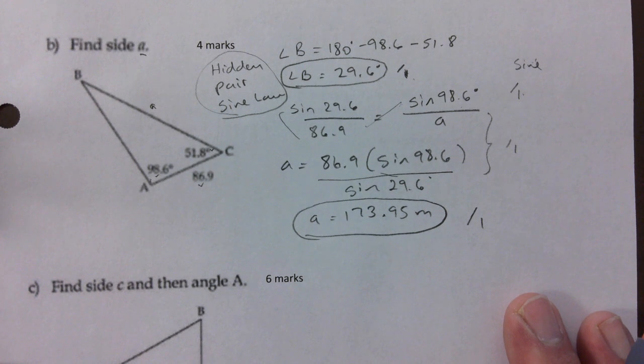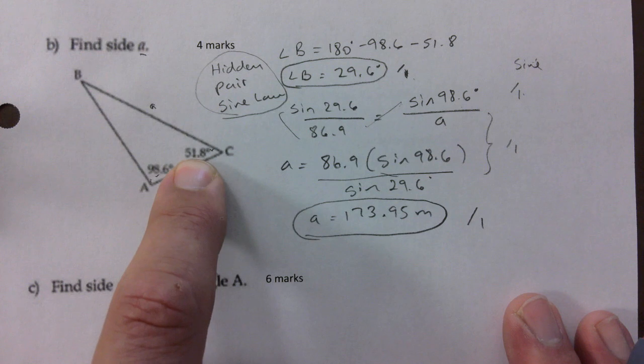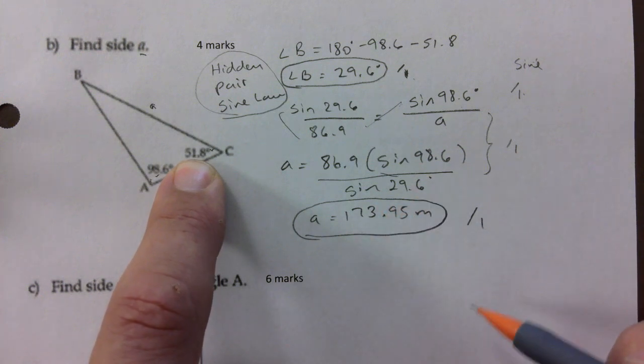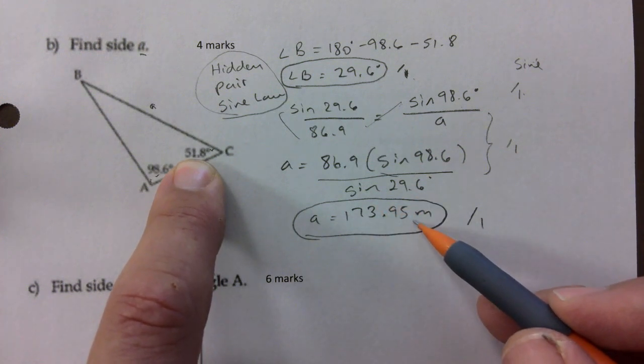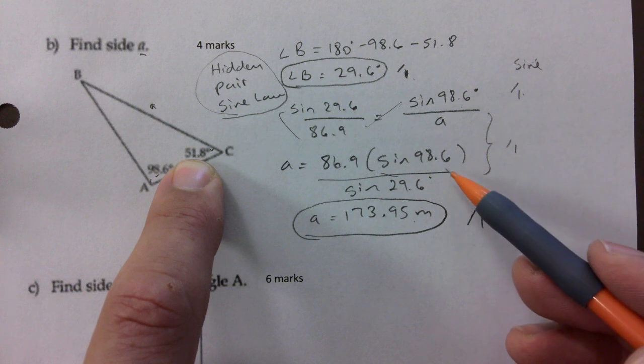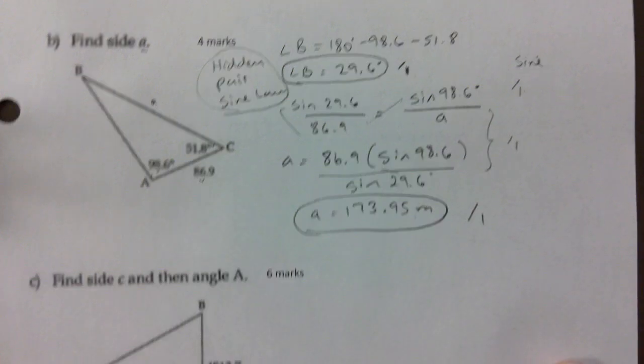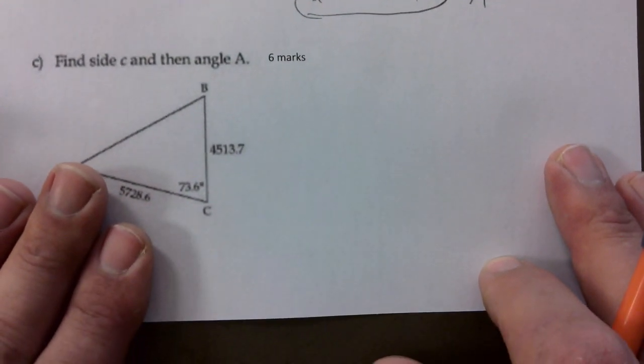Okay? If you use the 51.8, you would not get the final answer mark. You would probably get 3 out of 4. Yeah, you would get 3 out of 4 because you're still using sine law and you're doing consistent work. You're just not getting the right answer. Regardless, you lose a full mark.